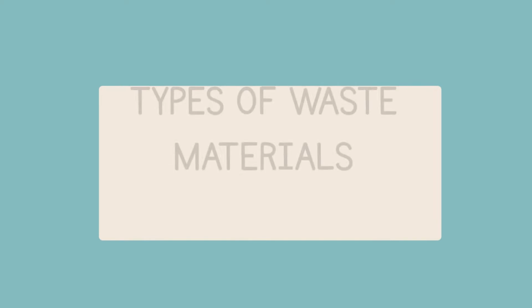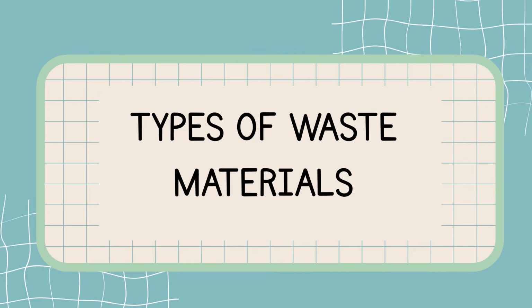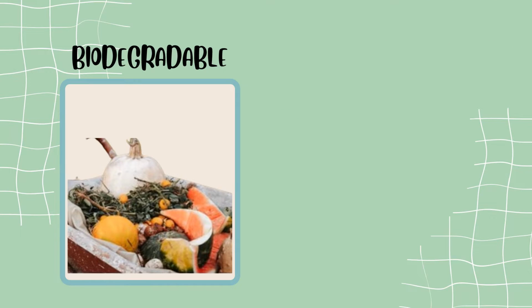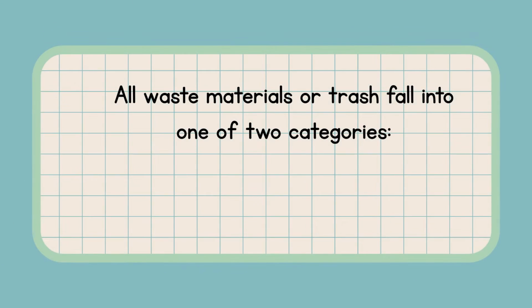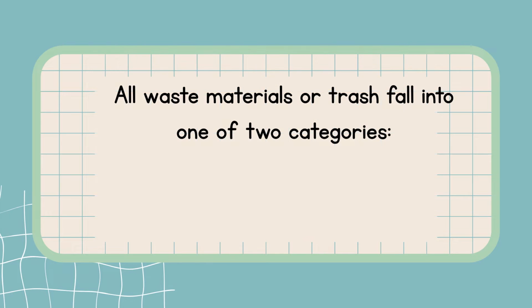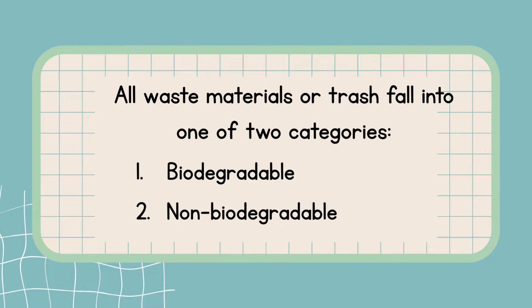First, let's talk about the types of waste materials. These are biodegradable and non-biodegradable waste materials. All waste materials or trash fall into one of two categories, the biodegradable and non-biodegradable.